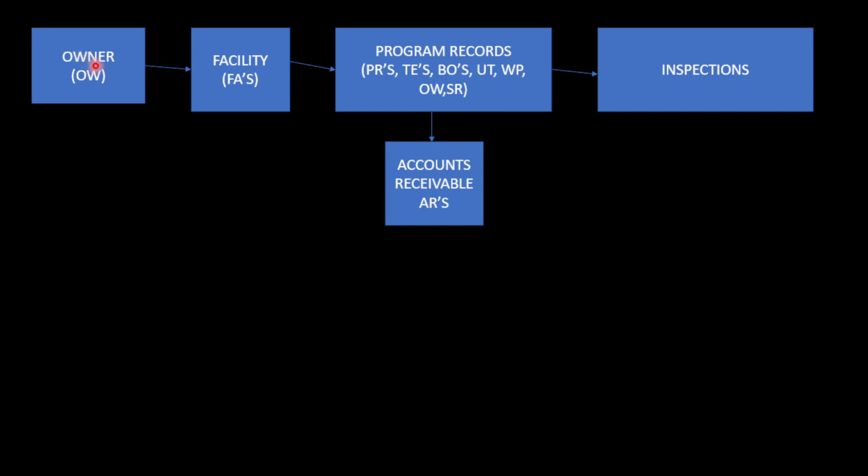So one owner record can be linked to one facility, which can be linked to one program record. You can have multiple programs to one facility, but I can't have multiple facilities to one program. I hope that makes sense. This works for most of our situations because in reality, we usually only have one owner to one facility to one program to one account and to many inspections.